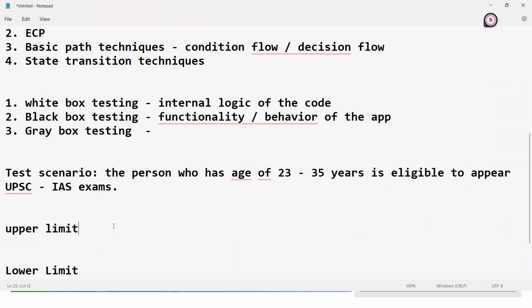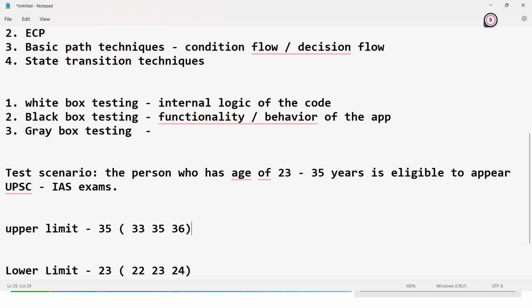Upper limit is 35. Lower limit is 23. So under 23, what are the values you have to consider? That is all about boundary value analysis. We analyze the boundaries or range of the values with different values. We validate with 22, 23, and if required, 24. This is one range. Coming to the upper limit, we validate with 33, 35, and 36.